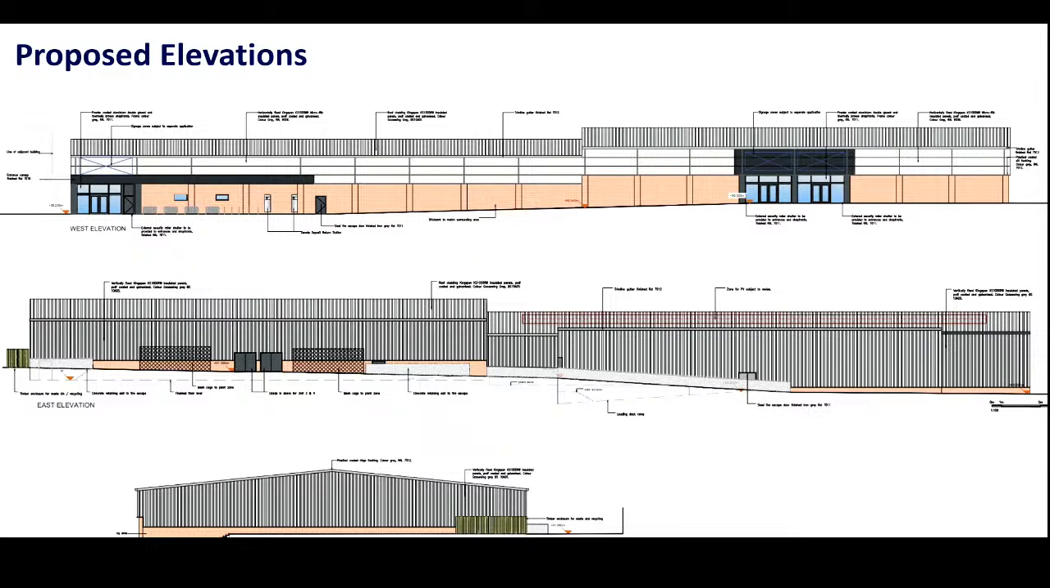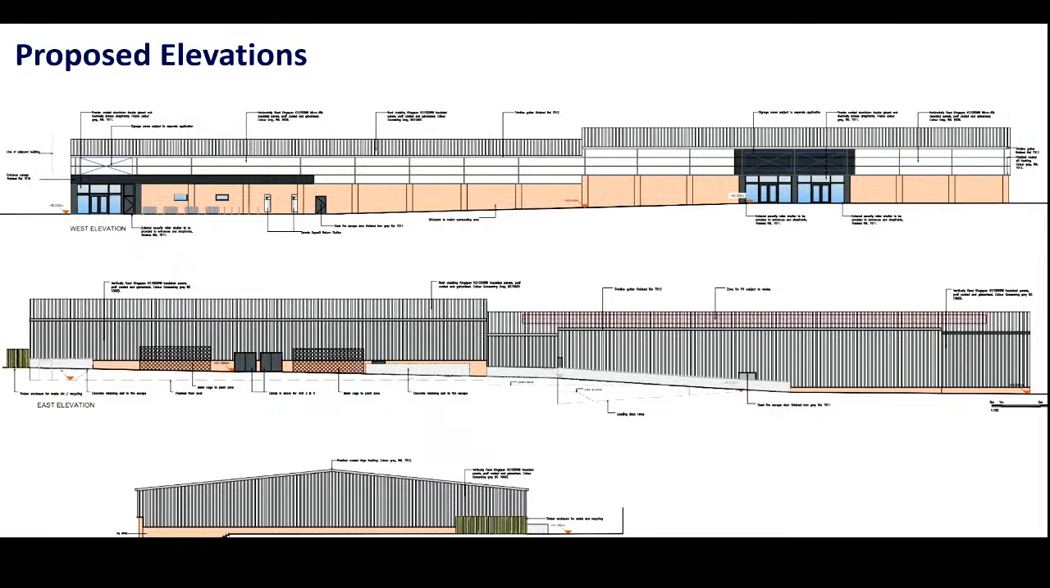So we're just going through the site elevations. This slide shows the western, eastern and southern elevations. So the building would be of a similar height to Home Bargains to the north, and it would be constructed of red brick and grey cladding to match the Home Bargains to the north. So the top drawing shows the western elevation, which would face onto the proposed car park and onto Dragon Lane, so this would be the front elevation.